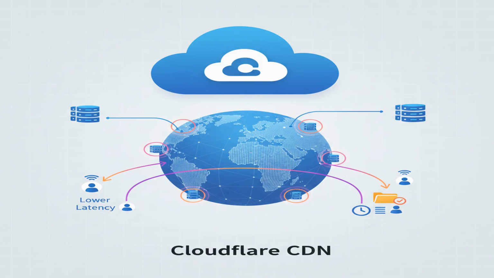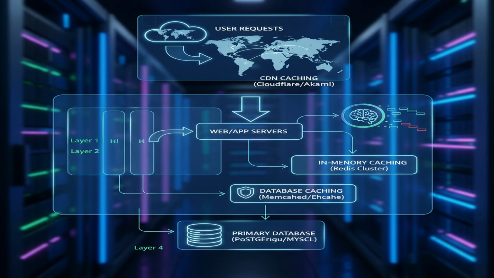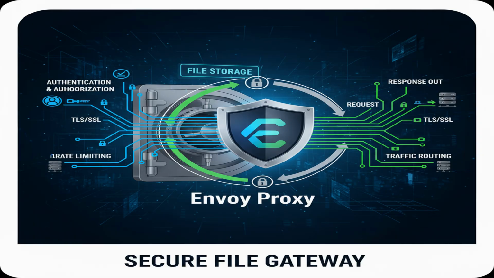Caching is crucial for frequently accessed files. A CDN like Cloudflare can cache files closer to users, reducing latency. Caching strategies are key. We use a combination of CDN caching, in-memory caching, Redis, and database caching to optimize performance.